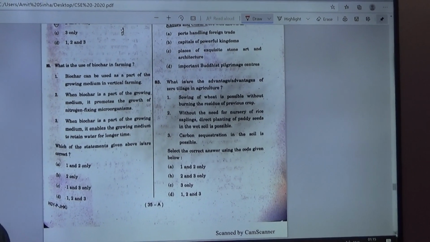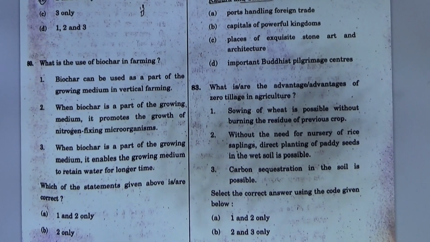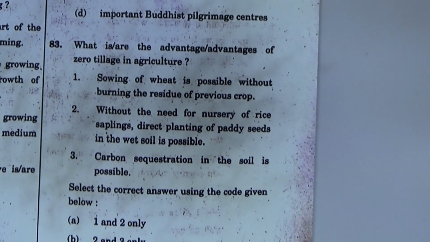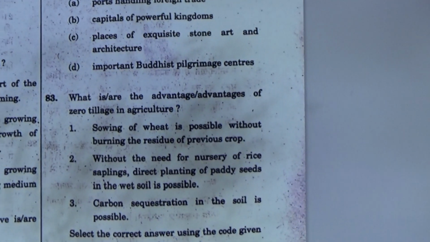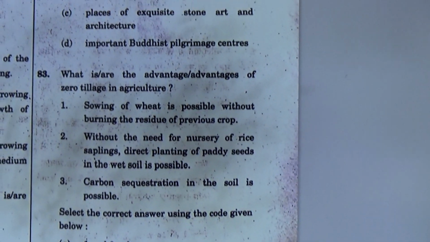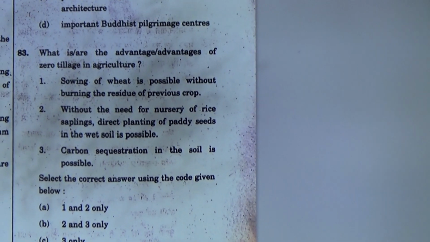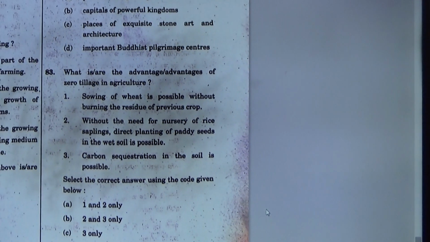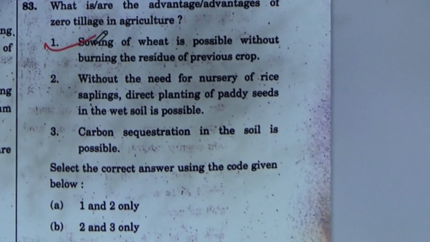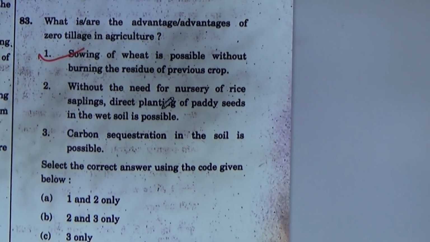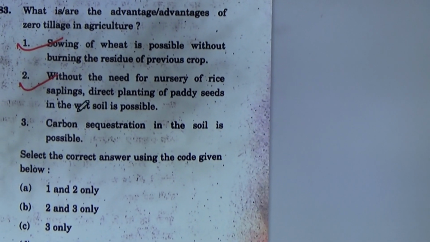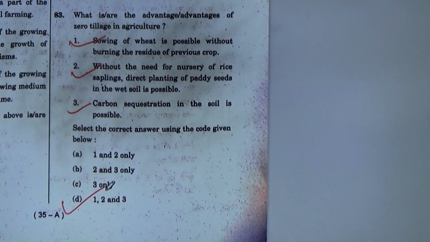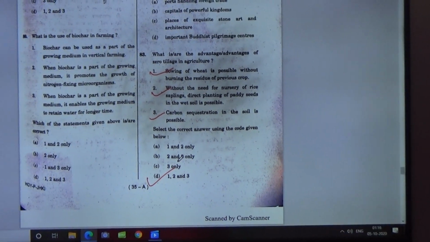See, question number 83 is important for all of us. Let us discuss question number 83. It is in the context of zero tillage in agriculture. Zero tillage is in the context of less environmental degradation. If you conduct agriculture that way, that is zero tillage. So here the answer is 1, 2, 3. Sowing of wheat is possible without burning the residue of various crops. That is a part of zero tillage. Without the need of nursery of rice saplings, direct planting of paddy seeds in wet soil is possible. It's also part of zero tillage. Carbon sequestration in the soil is possible. Of course, it is part. As I just told you, environment friendly agriculture is known as zero tillage agriculture. So answer is 1, 2, 3 here.